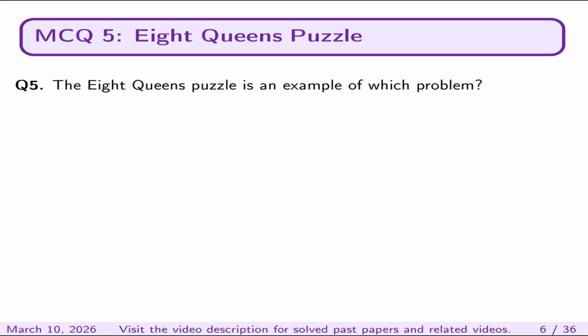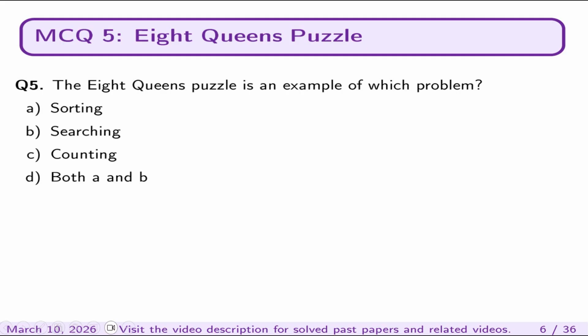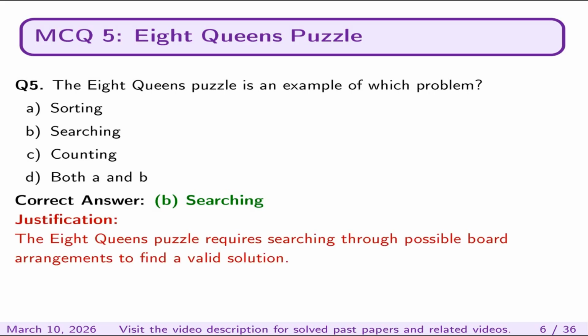Question number 5. The 8 queens puzzle is an example of which problem? Sorting, searching, counting, both A and B. The correct option is searching. Justification. The 8 queens puzzle requires searching through possible board arrangement to find a valid solution.